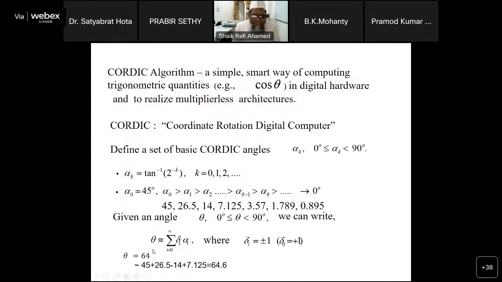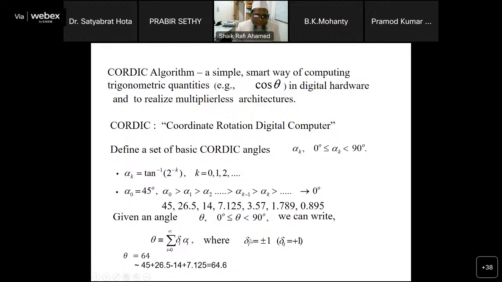So his claim is that you take any arbitrary angle, this can be expressed as a sum or subtraction of these universal angles. These are fixed, according to this formula. So k is 0 means 45, k is 1 means 26.5, 14 and so on. His claim is you take any angle theta, we can express it as a sum from i is equal to 0 to infinity. If I add up to infinity, we will get 100% accuracy, where this delta is plus or minus 1. And delta 0 is 1, delta i for i not equal to 0, means delta 1, delta 2 are plus or minus 1. Whether this is plus or minus depends upon whether the sum is greater than or less than theta. For example, if I take theta is equal to 64, to represent this 64, I'll start with alpha 0.